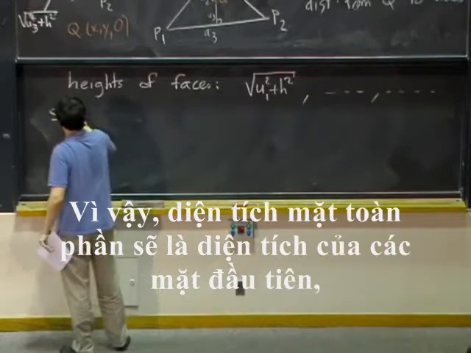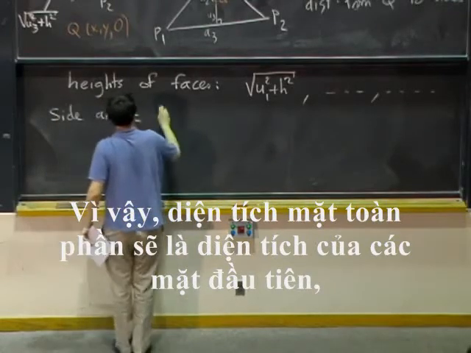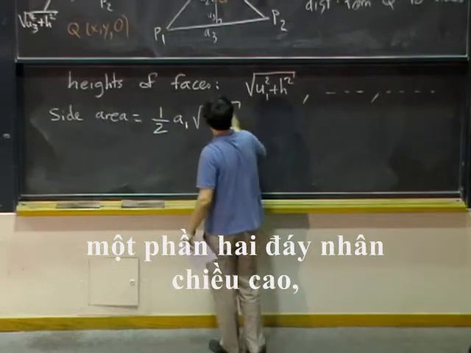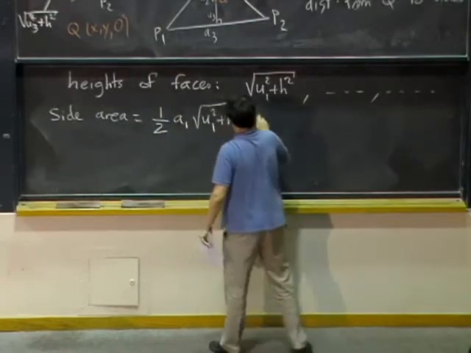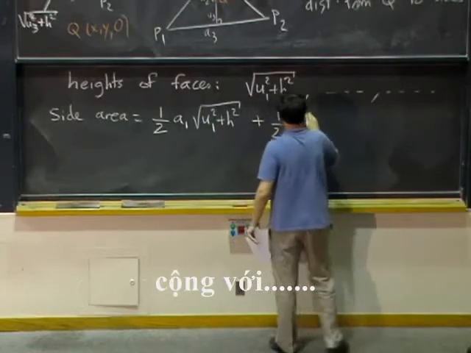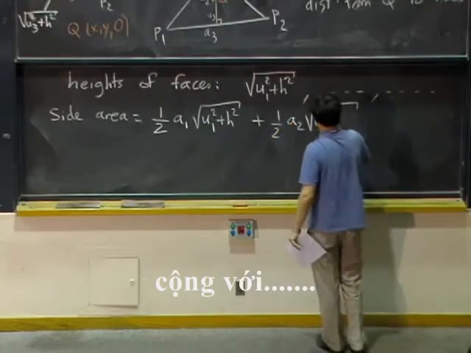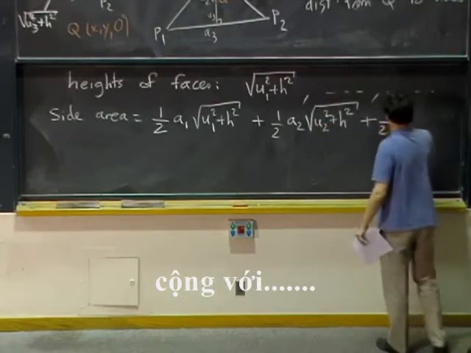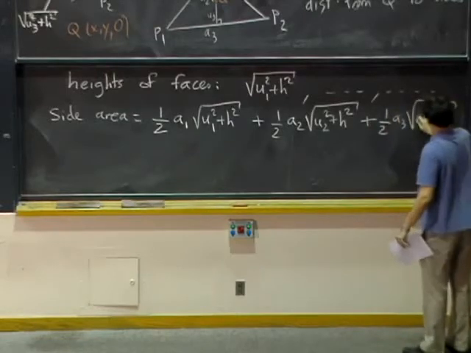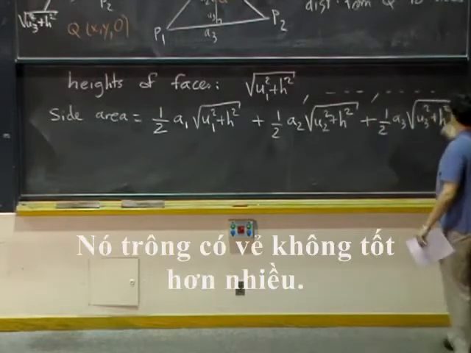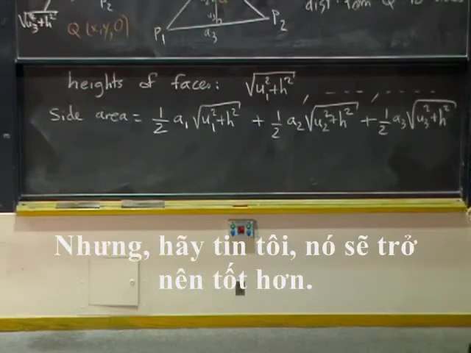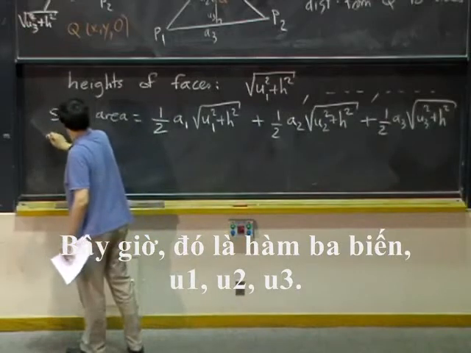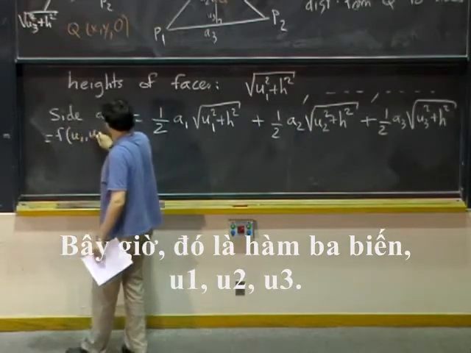So the total side area is going to be, well, the area of the first face is 1/2 of base times height, plus 1/2 of the other base times the other height, plus 1/2 of the third one. It doesn't look so much better, but trust me, it will get better. Okay, so now that's a function of three variables, U1, U2, U3.